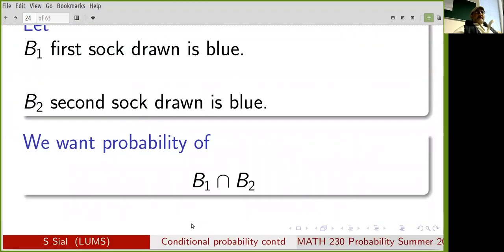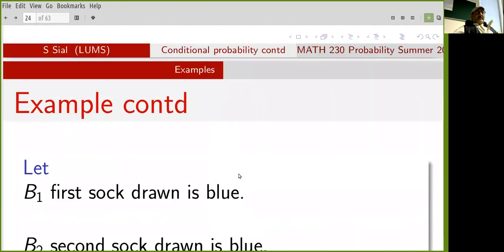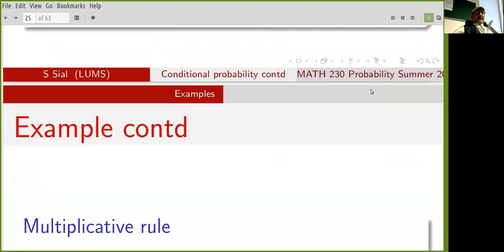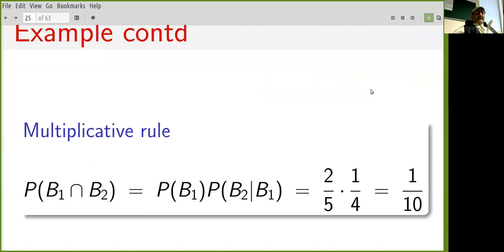Now the probability of B1, the first sock drawn is blue. Okay, you had 2 blue socks and 3 red socks, so you had 5 total socks in the drawer. The probability of getting one of the 2 blue socks out of the 5 socks is 2 out of 5.